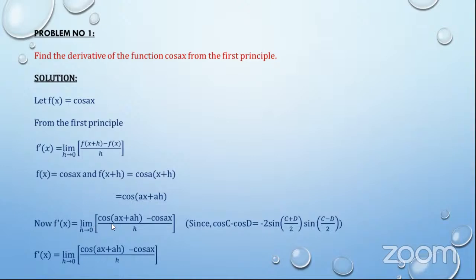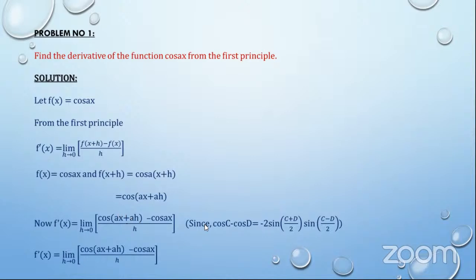Now f dash x equal to limit h tends to 0, cos ax plus ah minus cos ax by h. What is the formula? Limit h tends to 0, f of x plus h. What is f of x plus h here? Cos of ax plus ah, minus f of x. What is the f of x value? Cos ax, minus cos ax by h.